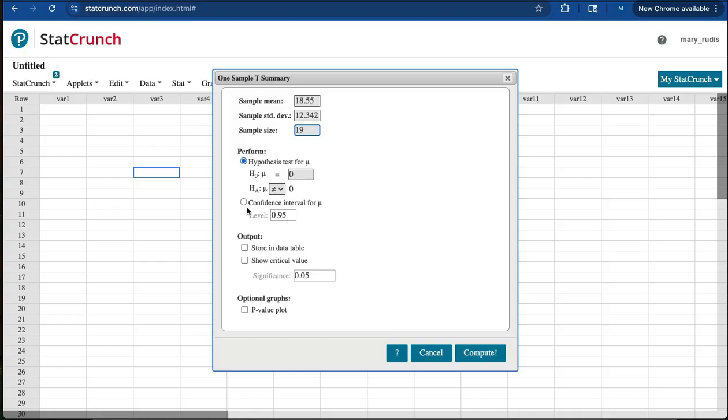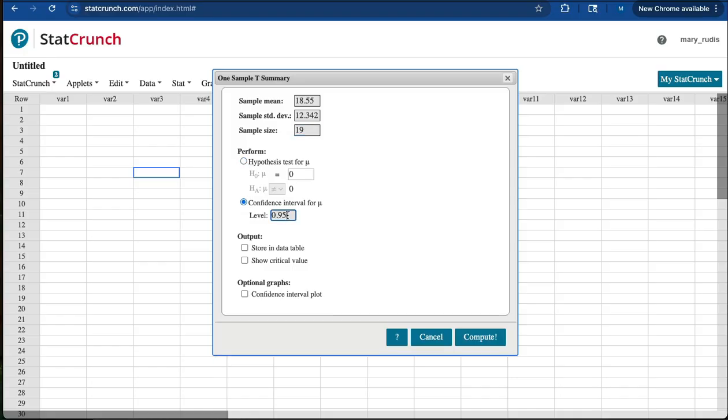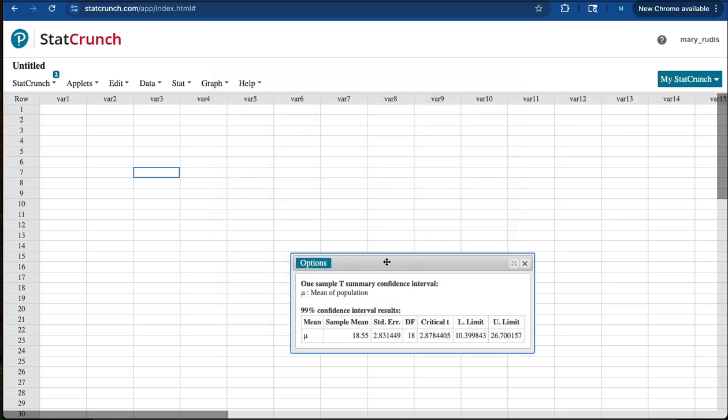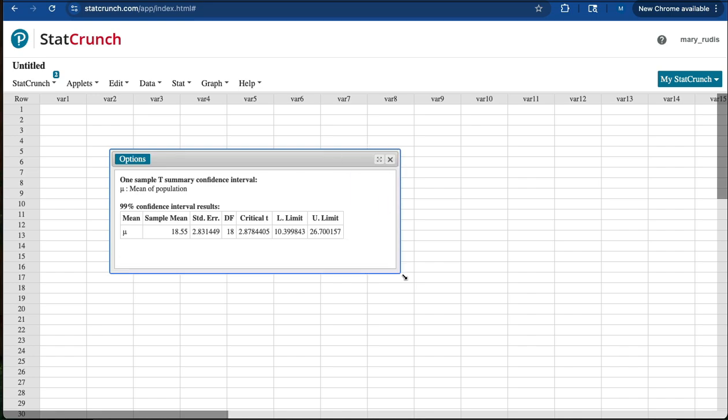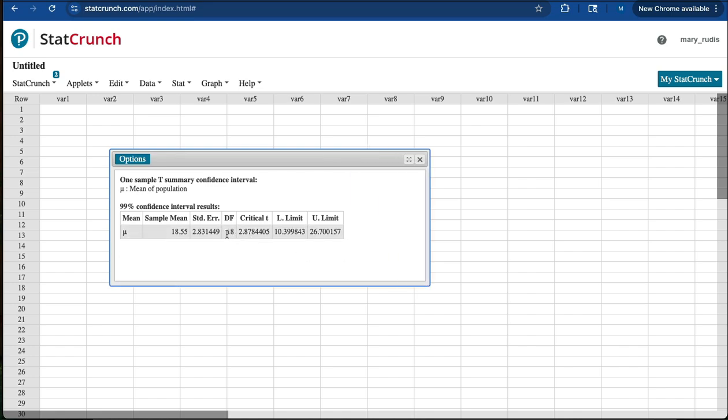We are not doing a hypothesis test, we're doing a confidence interval, and our confidence level is 0.99. I'm also going to click the box that says to show the critical value, and I'm just going to hit compute. Notice our degrees of freedom there. DF is 18, that's one less than our sample size. And in case your question asks for it, there's our standard error, which is 2.831449. We are going to want to round that to whatever the question asks us for.